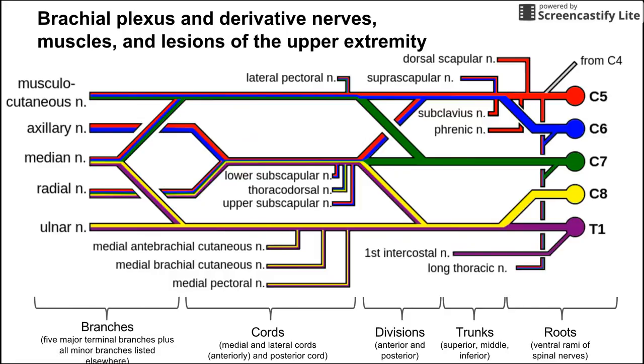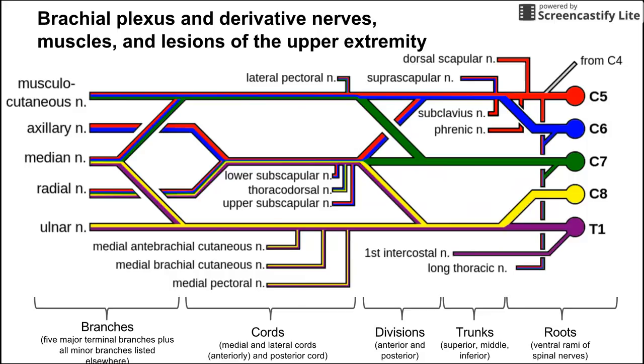And lastly, you have the branches. Now, there are a bunch of branches throughout the brachial plexus up to this point, but then at the end, there are 5 major terminal branches. And those are the musculocutaneous nerve, the axillary nerve, the median nerve, the radial nerve, and the ulnar nerve. And we'll more thoroughly discuss these and where they end up in the next couple slides.